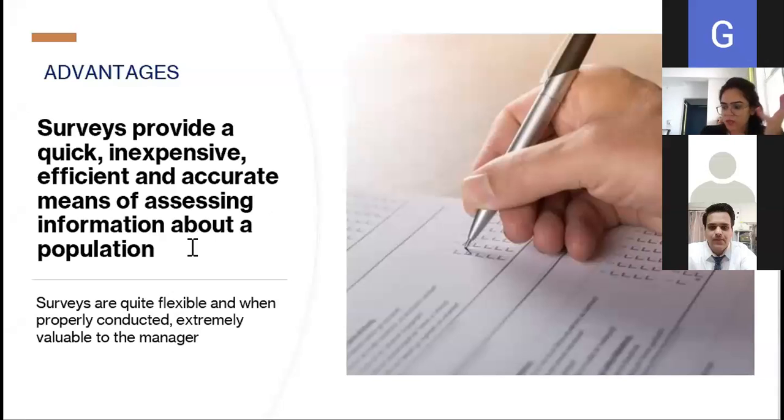So when I asked you to compare it with focus group, in a focus group you have respondents who are experts, and then you have to look for a centrally located place. So there is cost involved there. It's time taking. When you have a structured questionnaire, when you just have to ask these many questions, it's inexpensive, it's very quick, it's very accurate, and you can cover a large sample. So these are the advantages of survey. They are quite flexible, inexpensive, efficient, accurate means of assessing information about a population.